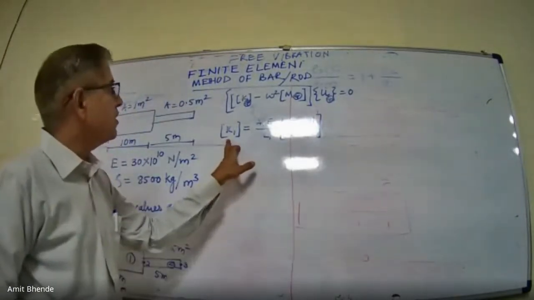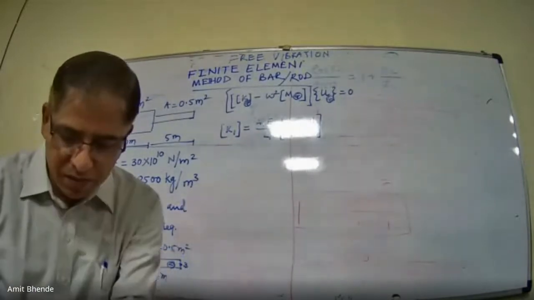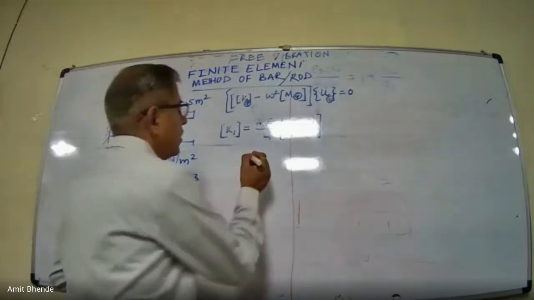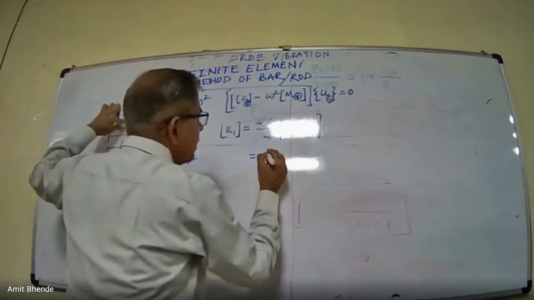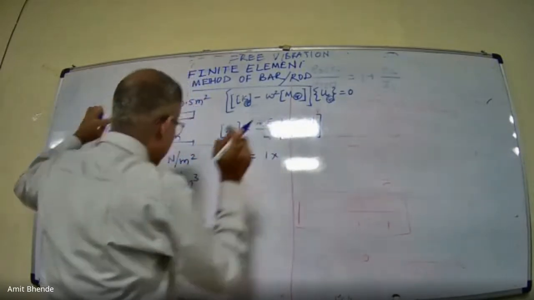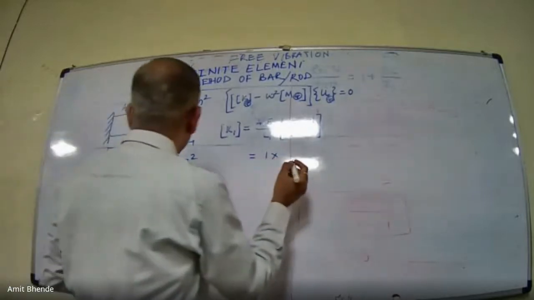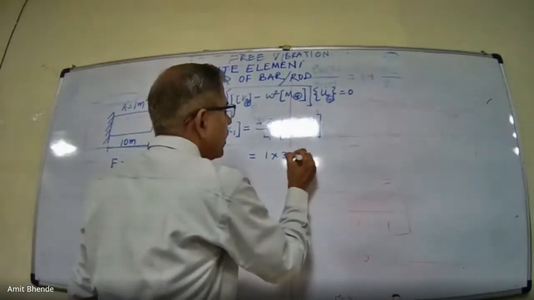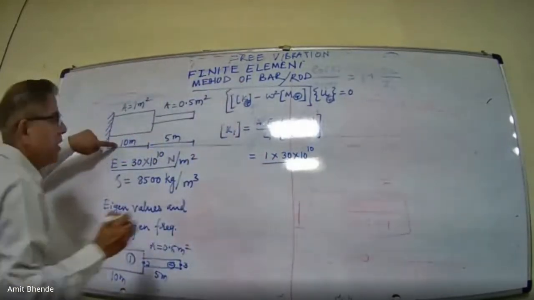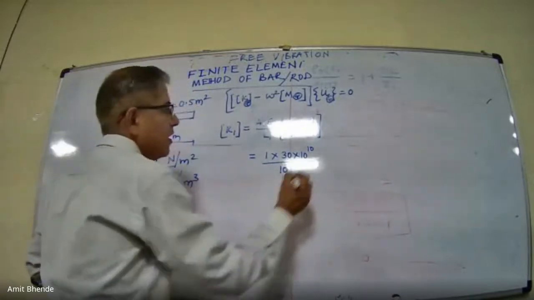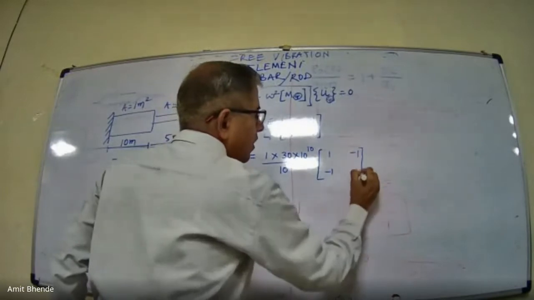Okay. So this is the element stiffness matrix. Now we'll put the values in this element stiffness matrix. So what is A1? A1 for element number 1 is 1 into E1. Value of E is given, 30 into 10 to the power 10, divided by length of the first member, which is 10 meters. So this is 10 times [1 -1; -1 1].